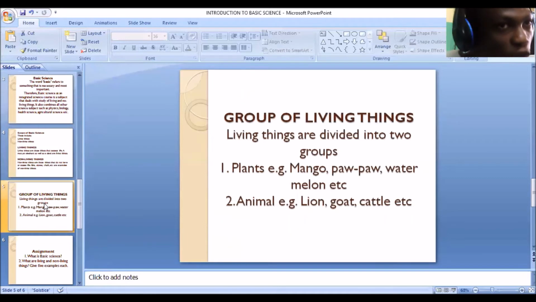So now we move to the groups of living things. Now I told you that living things can either be plants or animals. So living things are divided into two groups, which are the plants and the animals. When you look at the plants, examples of plants are the mango, the pawpaw, the watermelon, melon itself, the guava, the cashew. All these are plants, and they are what?